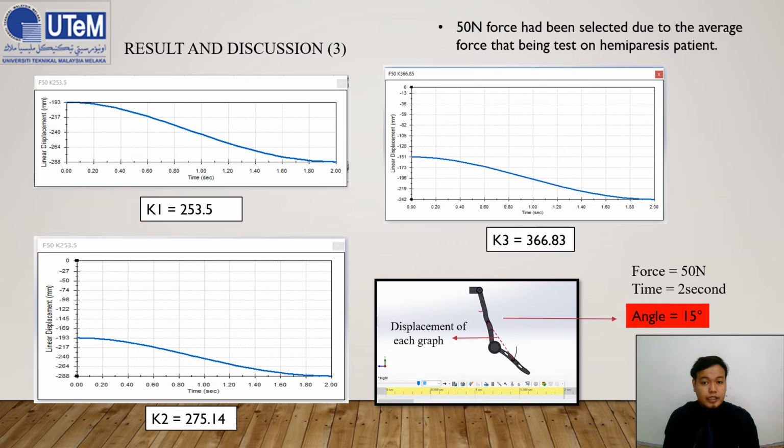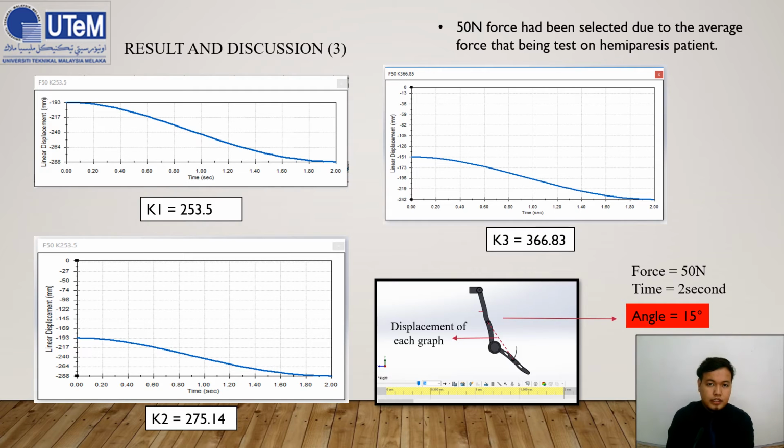The 15 Newton force had been selected due to the average force being tested on the hemiparesis patient. So that's why we use 50 Newton for the force. And this is the second result from the motion study analysis that we get.